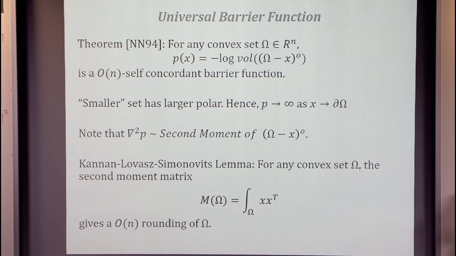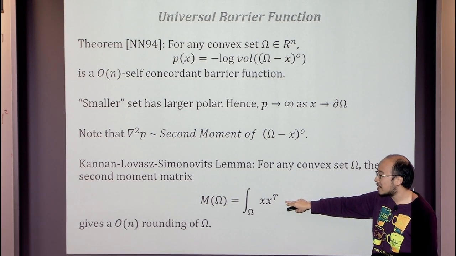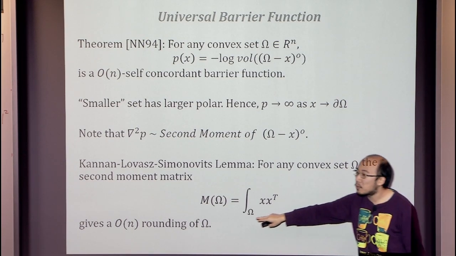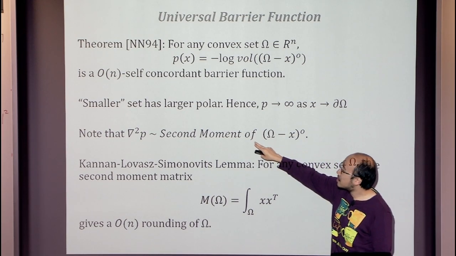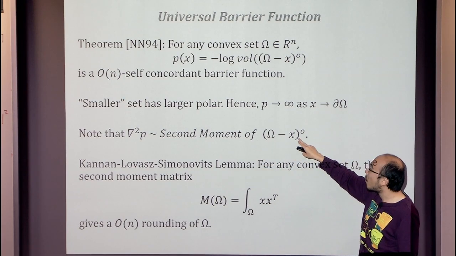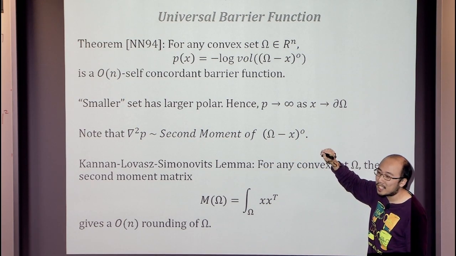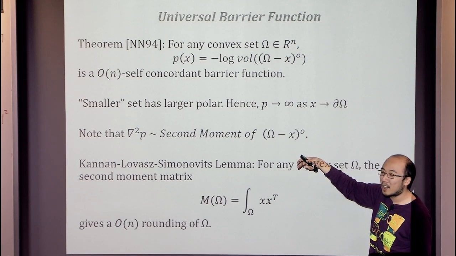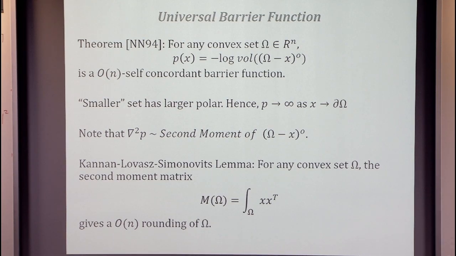And we know from Kannan, Lovász, and Simonovits, for any convex set, if you look at the second moment matrix, the second moment matrix will give you an O(n) rounding. So you can imagine the second moment matrix gives the O(n) rounding of the polar set, and you can take the polar, and then you will get back the O(n) rounding of your original set. And this is the reason why they get O(n) self-concordance.